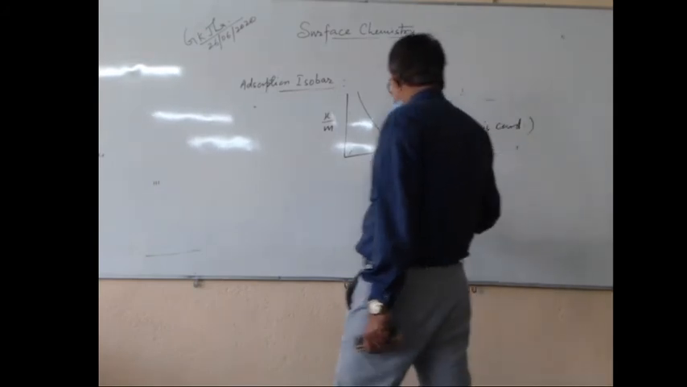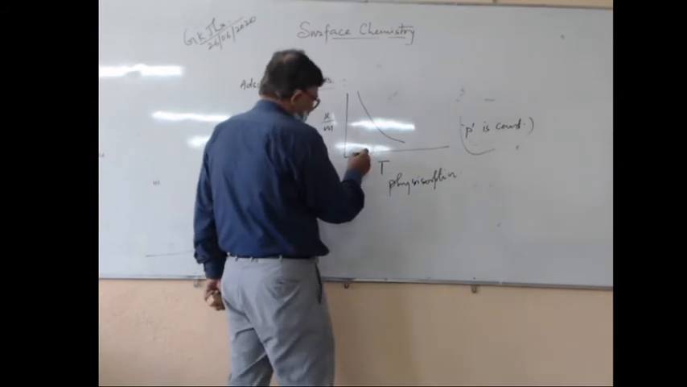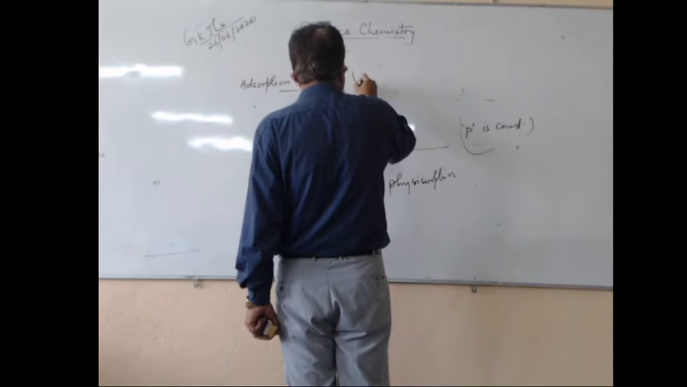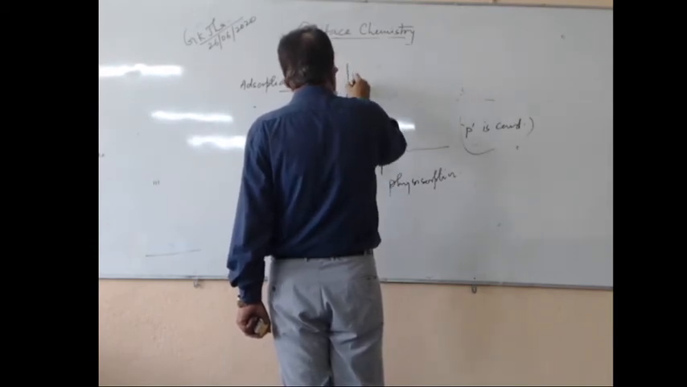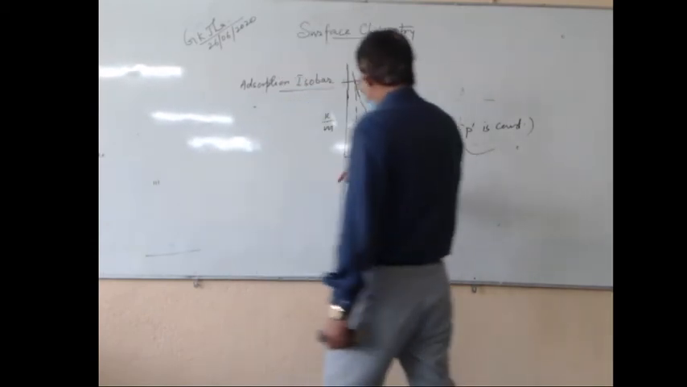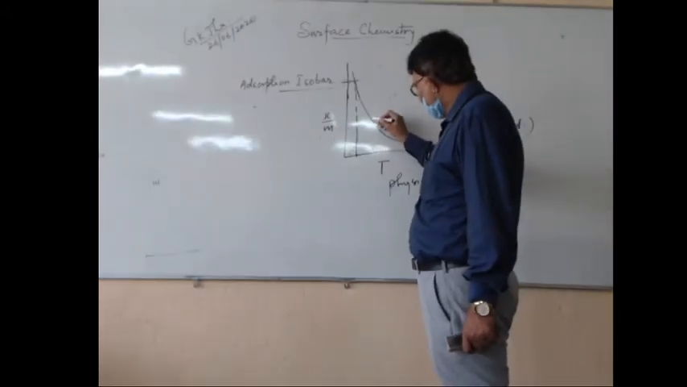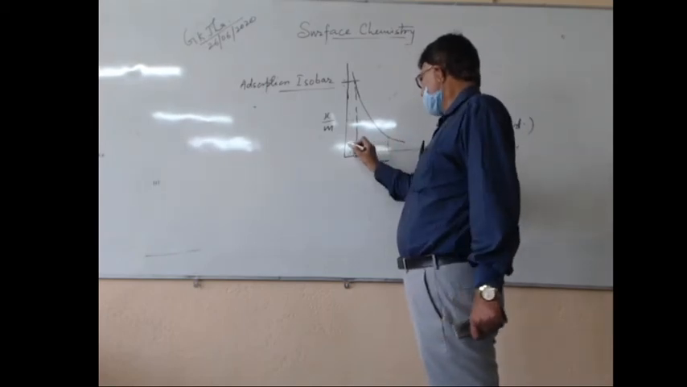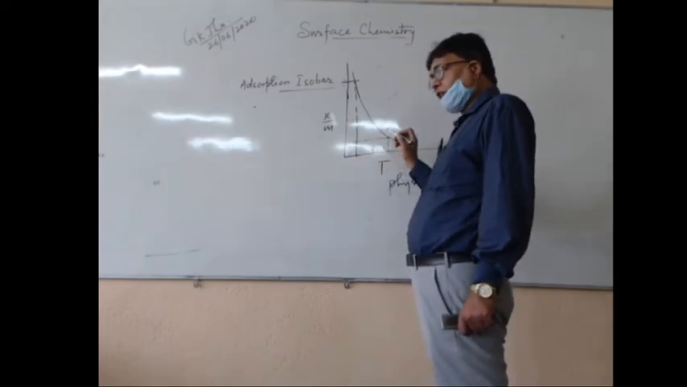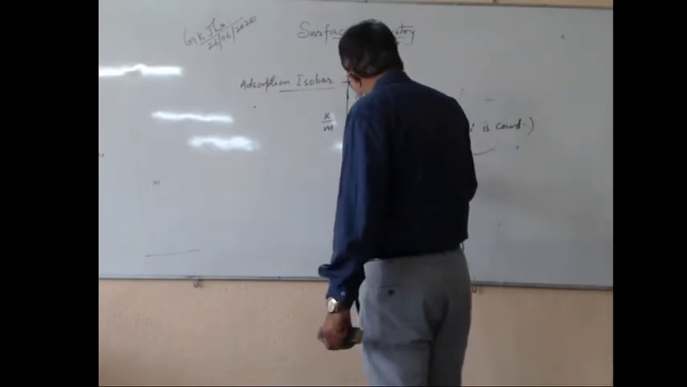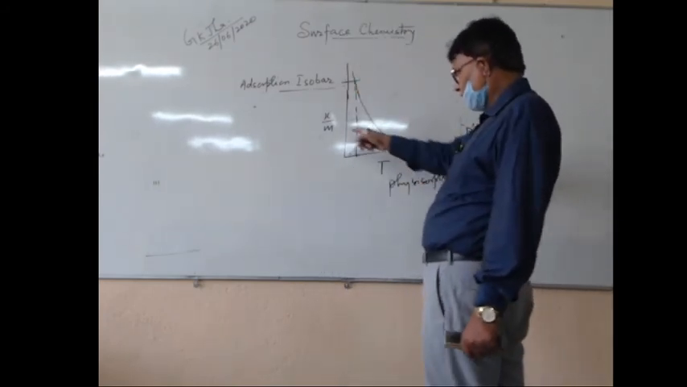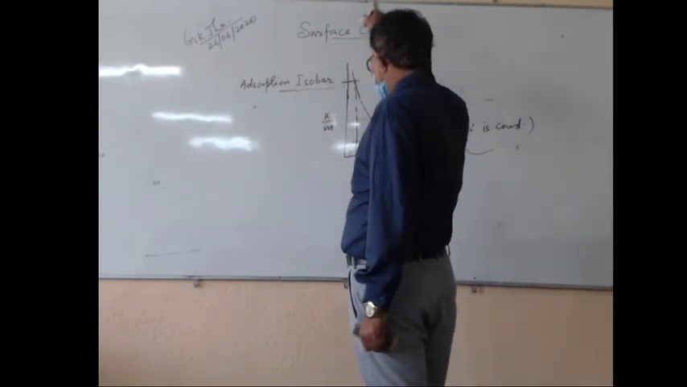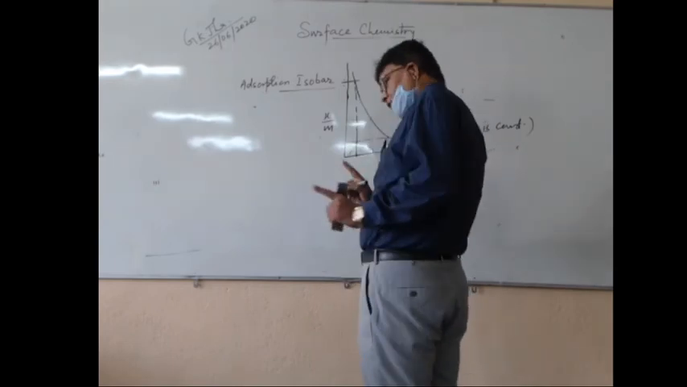Very clear that at low temperature, the extent of adsorption is larger. As temperature increases, extent of adsorption decreases; as temperature further increases, extent of adsorption falls further. So, lower the temperature, greater the extent of adsorption. This is explained by this adsorption isobar, provided that pressure is kept constant.